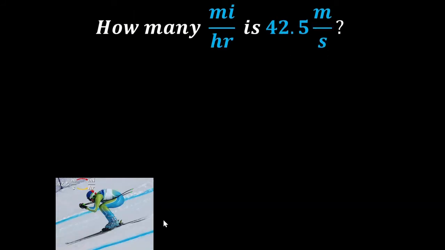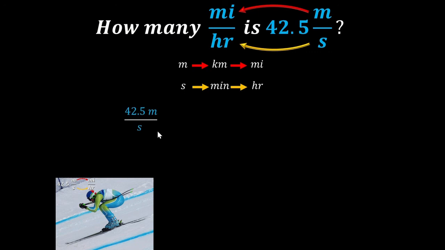Now back to this problem, we used Google to do it at first, but let's see how we would go ahead and do the details here. I got to get meters into miles, and I got to get seconds into hours. So let's start with this. This is what we're going to start with, and we got to do two things. We're going to get meters into miles by going meters into kilometers, and then kilometers into miles. We got to get seconds into hours, and we're going to do that by getting seconds into minutes, and then minutes into hours. So here's what we're starting with, the 42.5 meters per second.